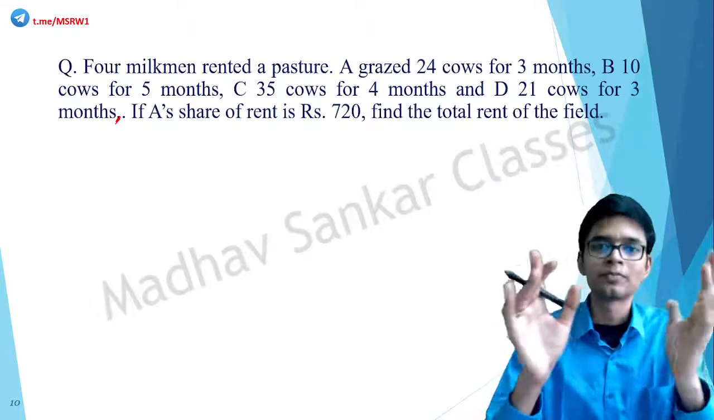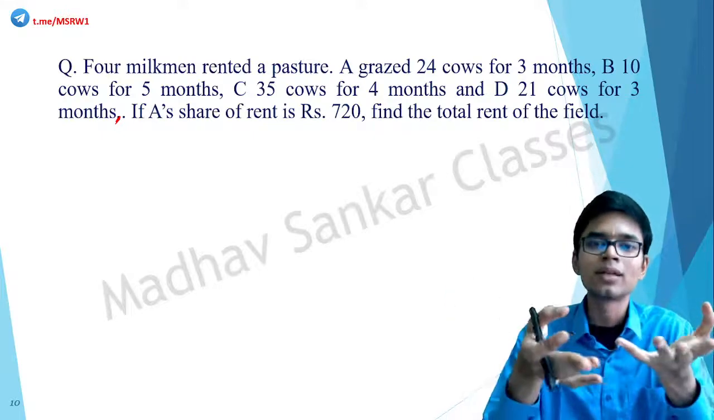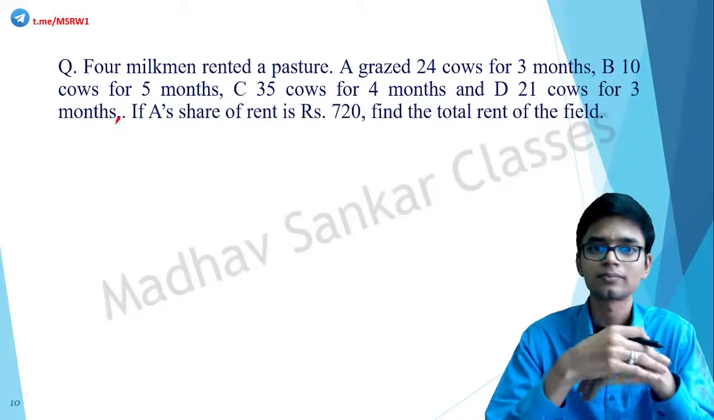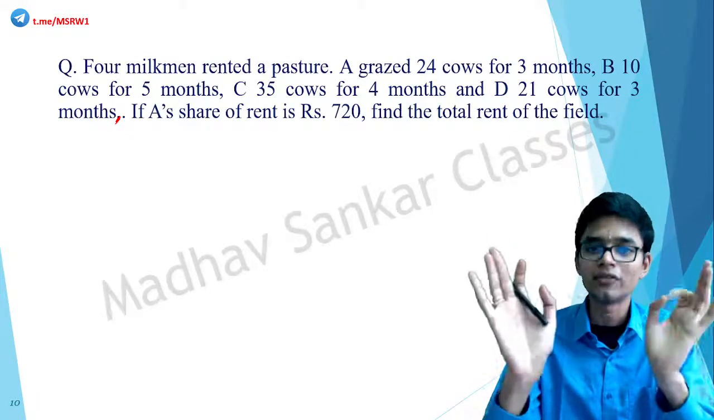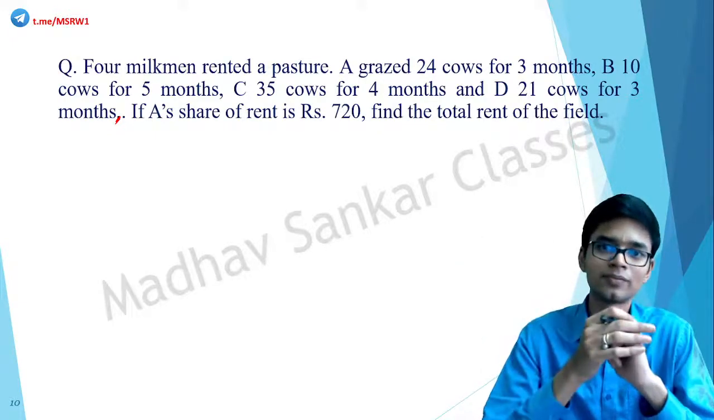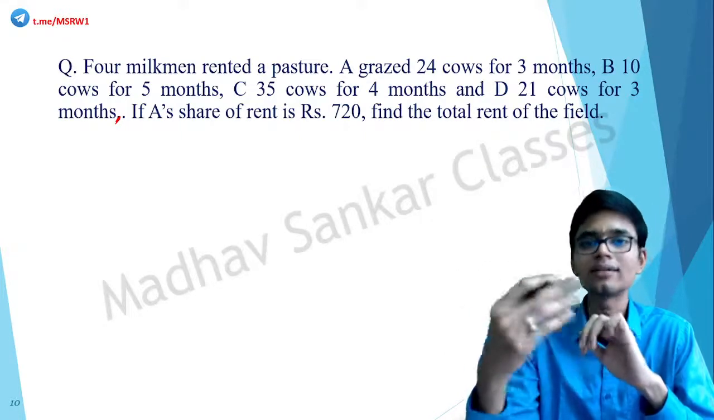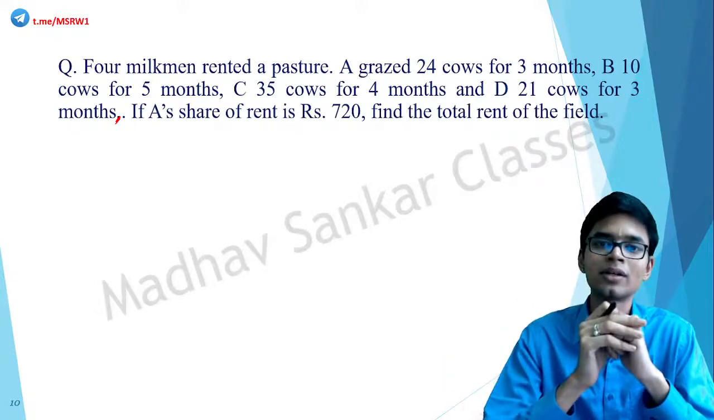So basically, there are 4 milkmen. Together, all of them rented a pasture land in order for their cows to graze. A had 24 cows and these cows grazed for 3 months. B had 10 cows which grazed for 5 months. C had 35 cows which grazed for 4 months, and D had 21 cows which grazed for 3 months.